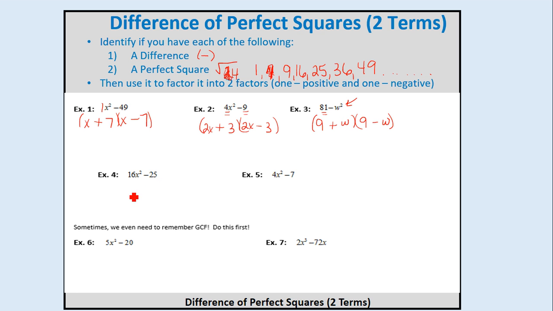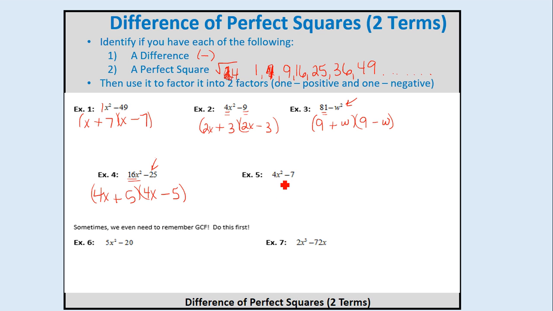Do I see perfect squares again? Certainly. Let's look. How do I multiply to make a 16x squared? There's lots of ways. 2 times 8, 1 times 16, but we need to use perfect squares. So 4x times 4x, they need to be the same. What about the 25? 5 times 5. So one positive, one negative, that will cancel out those middle x terms.